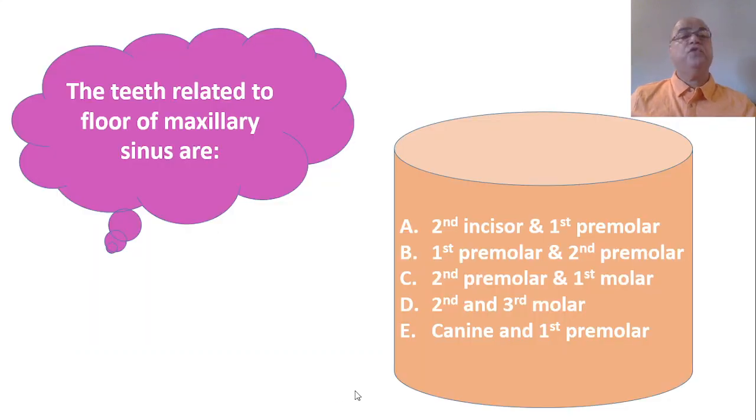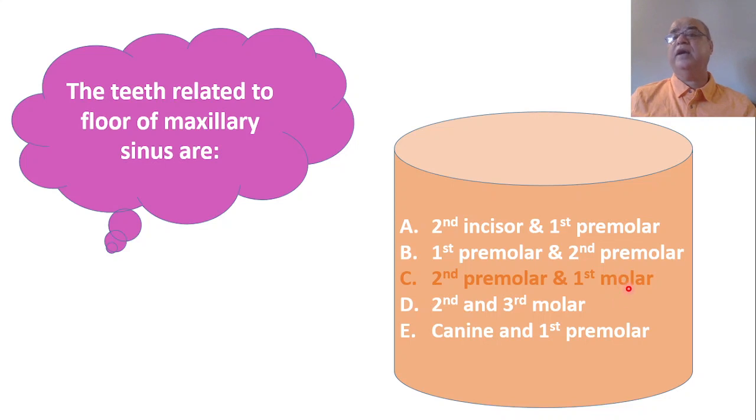The teeth related to the floor of the maxillary sinus. In an average adult maxillary sinus, the floor of the maxillary sinus is in relation with the second premolar and first molar. If the sinus is a bit larger, then the second molar can also be in relation, and even if it is larger than that in some individuals, even the third molar can also be in relation, and similarly the first premolar. But in an average adult maxillary sinus, usually the second premolar and first molar are in relation with the antral floor.